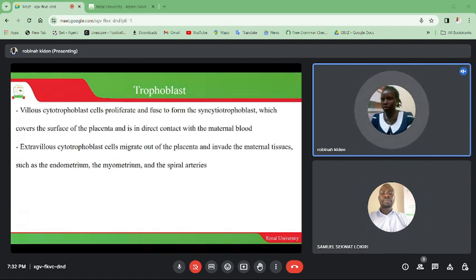So the villus cytotrophoblast cells proliferate and differentiate to form the syncytiotrophoblast, which covers the surface of the placenta and is in direct contact with the maternal blood. Then the extravillus cytotrophoblast cells migrate out of the placenta and invade the maternal tissues such as the endometrium, the myometrium, and the spiral arteries. So these are the ones that can do this.